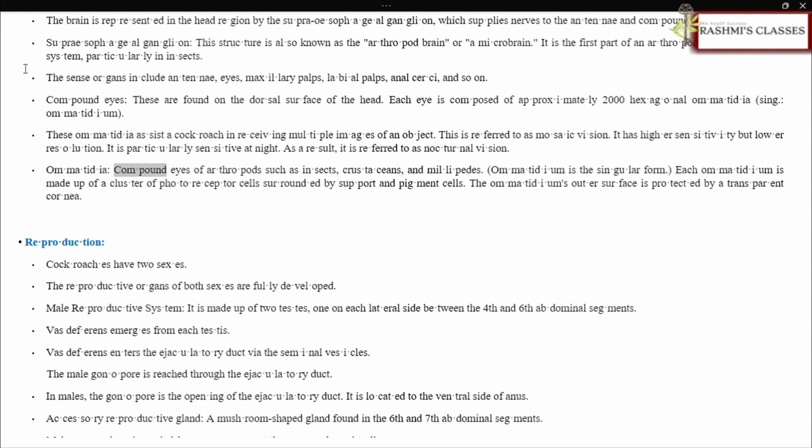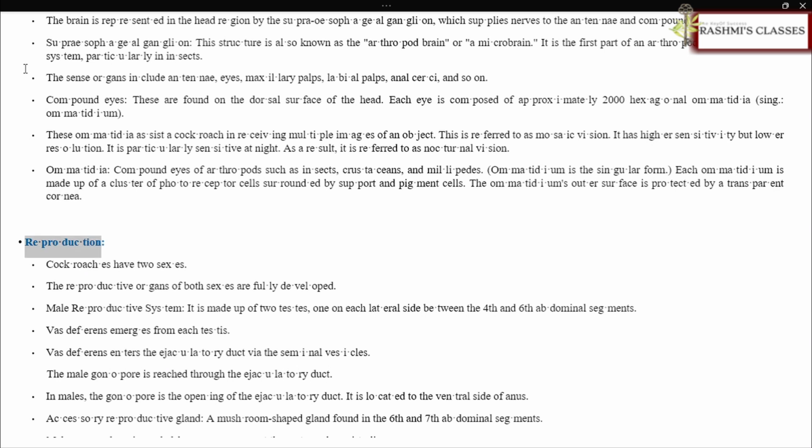Ommatidia, compound eyes of arthropods such as insects, crustaceans, and millipedes. Ommatidium is the singular form. Each ommatidium is made up of a cluster of photoreceptor cells surrounded by support and pigment cells. The ommatidium's outer surface is protected by a transparent cornea.